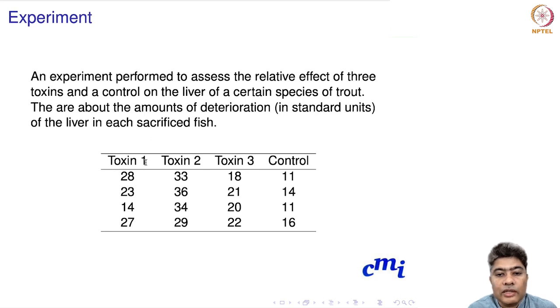You can see there are three toxin levels, toxin 1, toxin 2 and toxin 3, and then there is a control group where no toxin is given, and the level of deterioration of the liver condition is being studied. There are four fish specimens in each group, so in total there are 16 observations. There are four groups: three treatment groups and one control group.